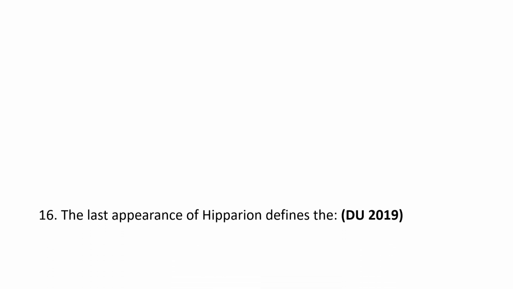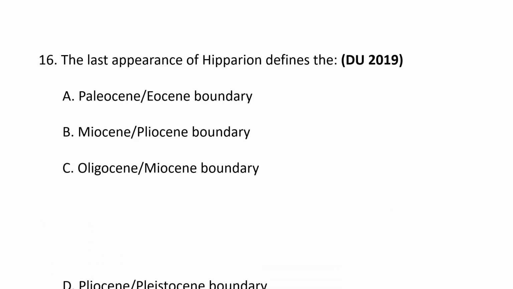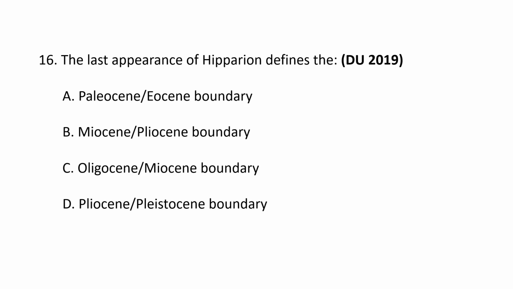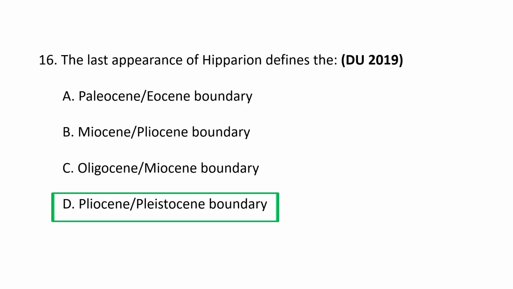Next question. The last appearance of Hipparion defines the A. Paleocene or Eocene boundary, B. Miocene or Pliocene boundary, C. Oligocene Miocene boundary, and D. Pliocene Pleistocene boundary. So the correct option is Pliocene Pleistocene boundary. The last appearance of Hipparion defines the Pliocene Pleistocene boundary. D is the correct option.